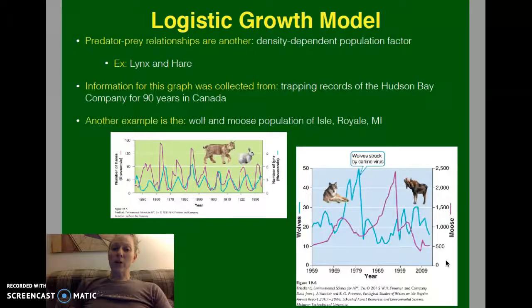Predator-prey relationships are another example of density-dependent population factors. We have the famous example of the lynx and the hare. So as one population goes up, the other one goes down, and as one goes down, the other one goes up. This information was collected, interestingly enough, from the trapping records of the Hudson Bay Company for 90 years in Canada. They are a company that did the trapping of many different animals. So that's interesting. Another famous example is the wolf and the moose population on Isle Royale in Michigan.